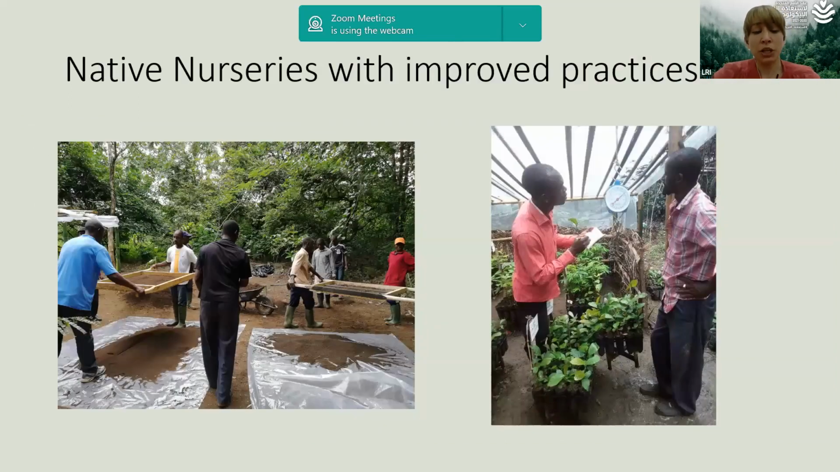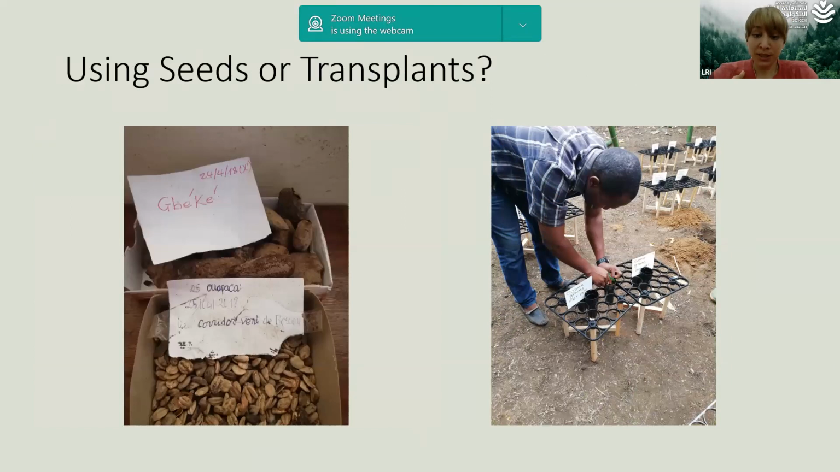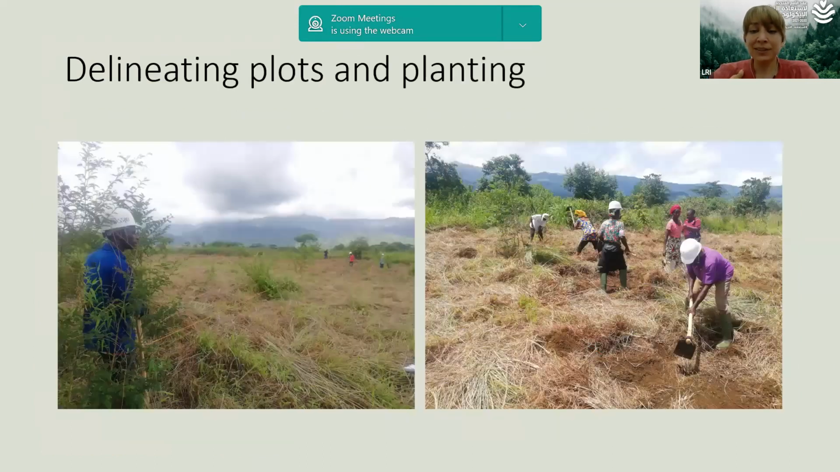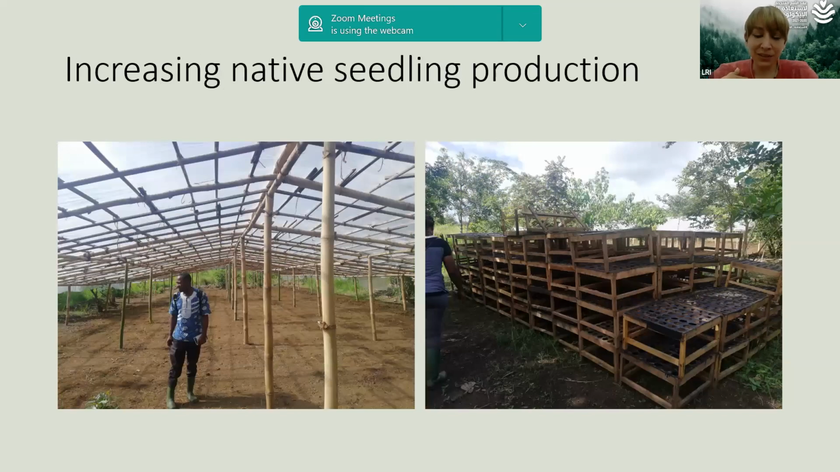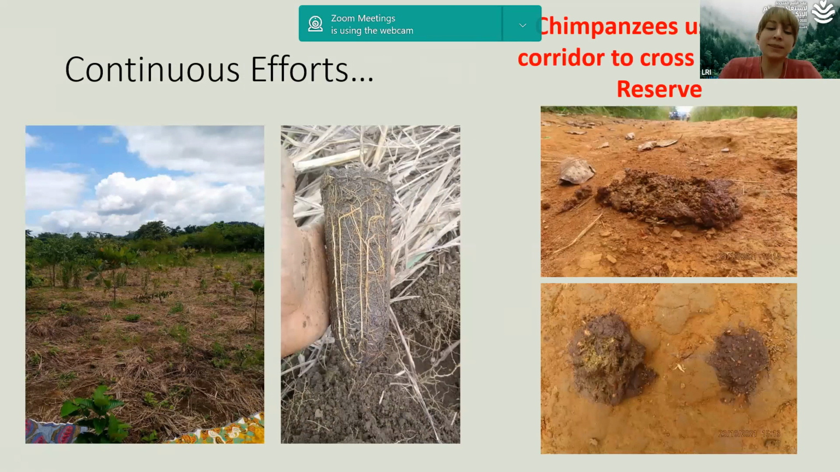After identifying those objectives, we identified the best nursery practices to produce the best quality native seedlings. That includes seed treatment and seed germination, as you can see here. And we identified the outplanting site before starting our restoration work. From 2019 until now, nursery production has grown larger also. And continuous effort led, in 2021, to this amazing result, where on the corridor, they noticed that chimpanzees from the Bossou area were starting to use the newly planted corridor, which you can see here on the left, to cross to the Nimba Reserve.